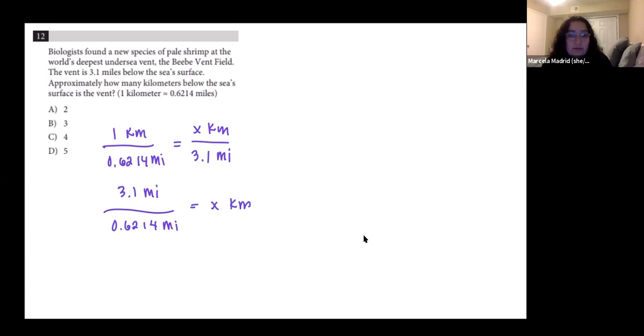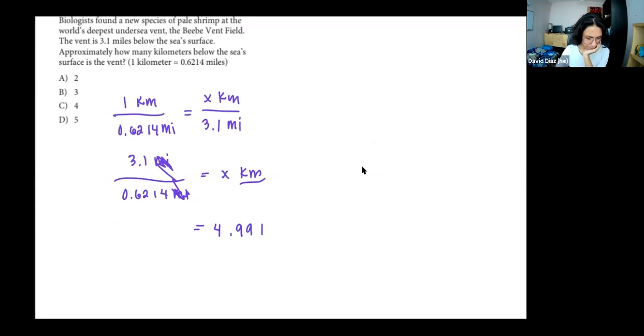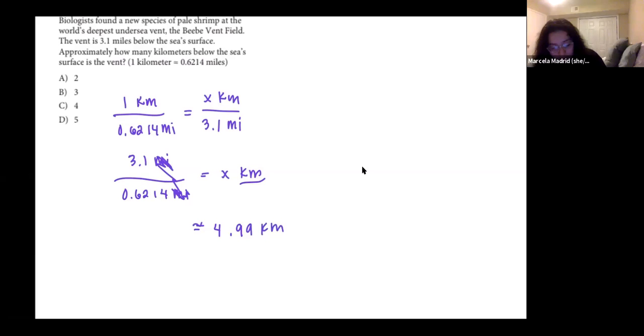And my chemistry roots come back and it's like, oh, look at that. These are going to cancel out because you're dividing miles by miles. So you're left with kilometers. So then you would just divide 3.1 by 0.621, which you're going to get, I think, 4.99, if I am not mistaken. It's about 4.99. So that's going to be your answer choice. So it's actually going to be D with this one.